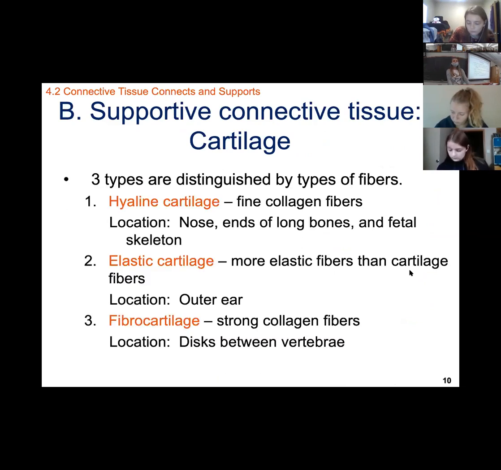Okay, then there's different types of cartilage. You have hyaline cartilage, elastic cartilage, and fibrocartilage. The hyaline cartilage is like in your nose, the ends of long bones, and the fetal skeleton. So does anybody know what the word fetal means?